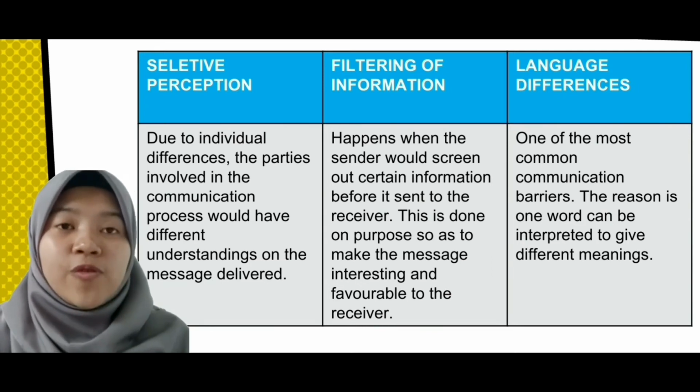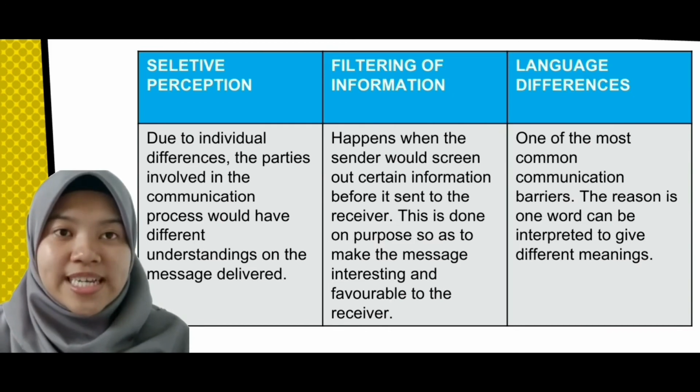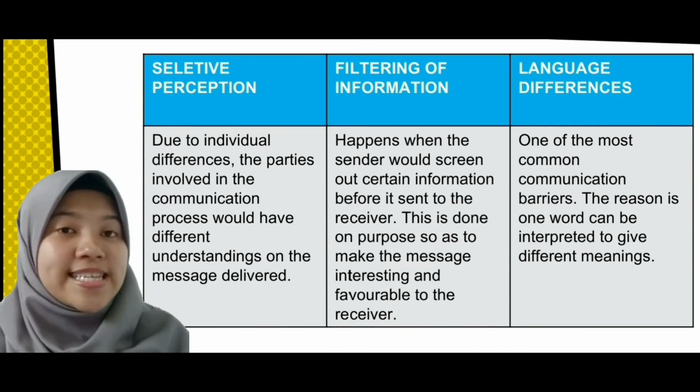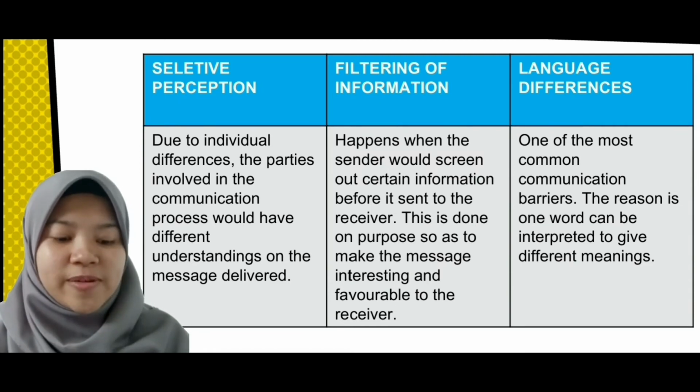Secondly, filtering information happens when the sender screens out certain information before it is sent to the receiver. This is done on purpose so as to make the message interesting and bearable to the receiver.